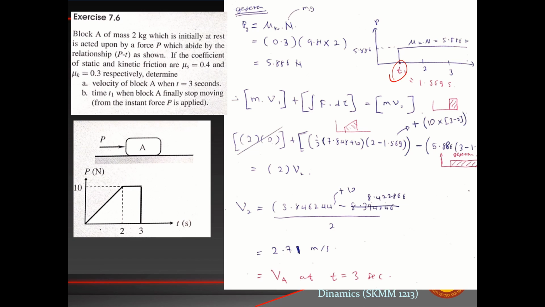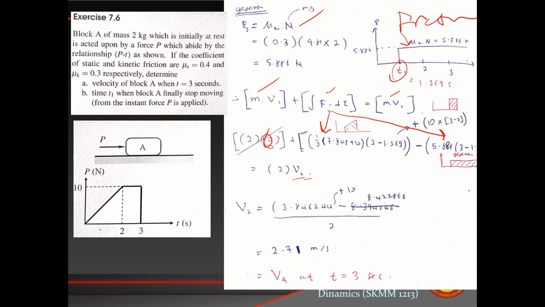The friction here is of course the same as that one, so mu k times N. This is for friction. So our equation is mv1 plus impulse equal to mv2. The impulse here has two parts, one from here and the other from friction. v1 starts from 0, so this one is 0, and v2 is what we want to calculate.